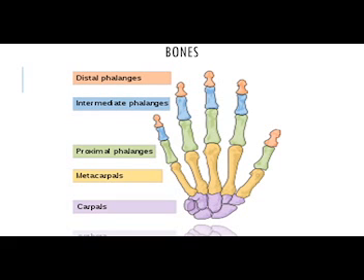We have different rows of bones in our wrist. It's carpal bones, metacarpal bones, and phalanges. The phalanges themselves are divided into proximal phalanx, intermediate phalanx, and distal phalanx.